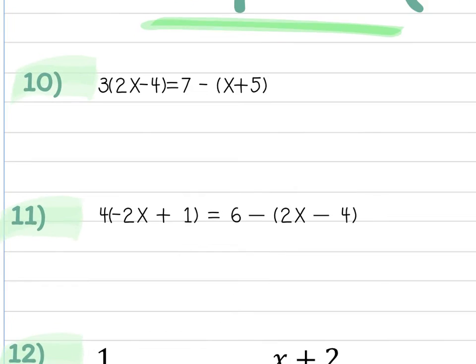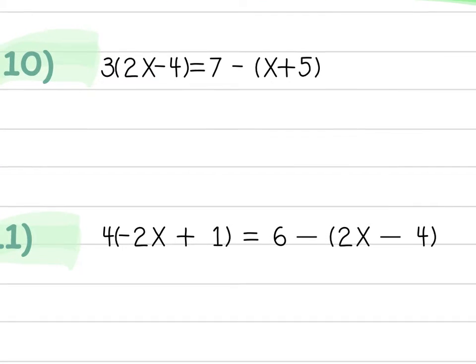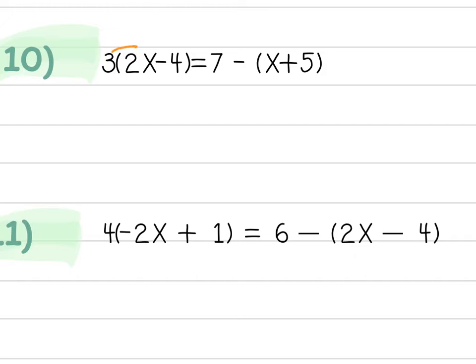All right, this one, number 10, still distributing, but this time on the left side, obviously. I'm going to distribute like I did before. 6x minus 12 equals 7. There is technically a 1 hidden here. When I distribute this, it's a negative 1 that goes to both. And that is probably the most common mistake made on stuff like that, is forgetting to distribute the negative to that positive 5. So make sure when there's parentheses that the negative on the front goes to both.